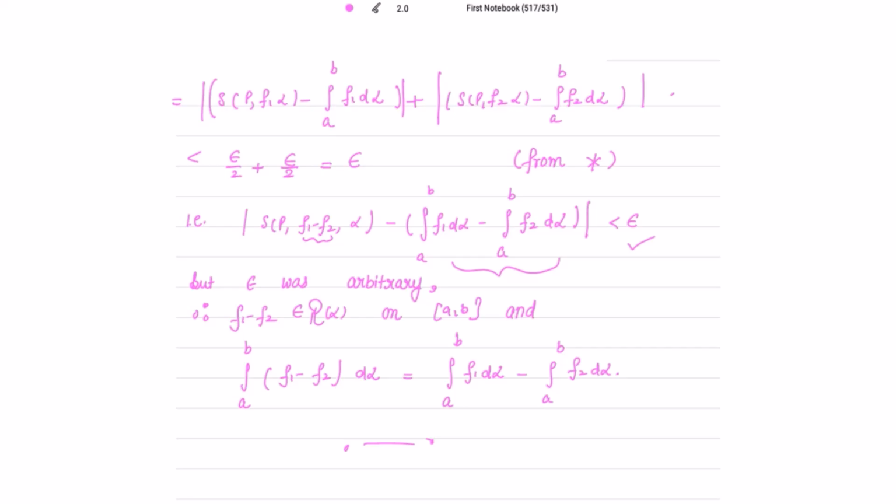There are other ways also to prove this theorem, but they were very lengthy. This is a very short and easy way, using the summation formula, that is the S(P, f, α) formula.